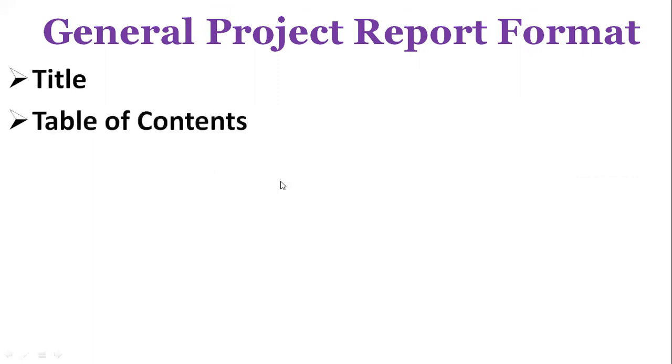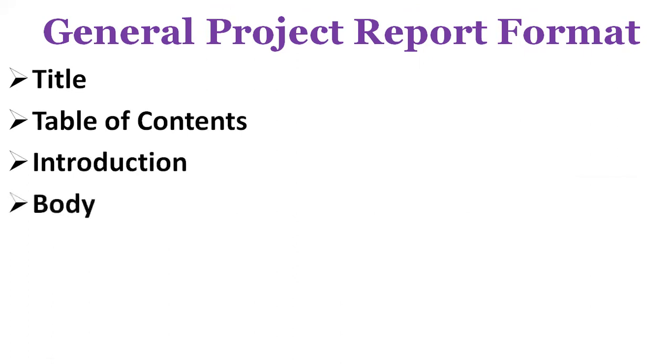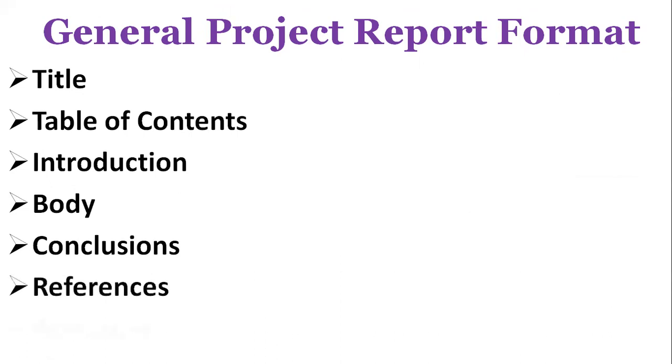Before we go, let us understand the general project report format. Every project report will have a title, a table of contents, and then the introduction, then the body. The body will have a number of components, 2 or 3 or 4, depending on the project. And then conclusions with some recommendations, references, and annexure. So basically, this is a general project report format. Your body will have a number of sections and subsections.